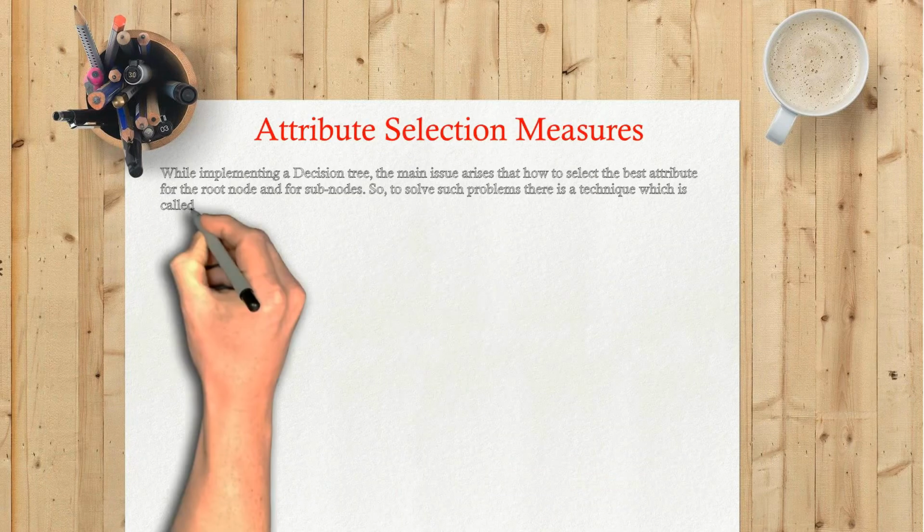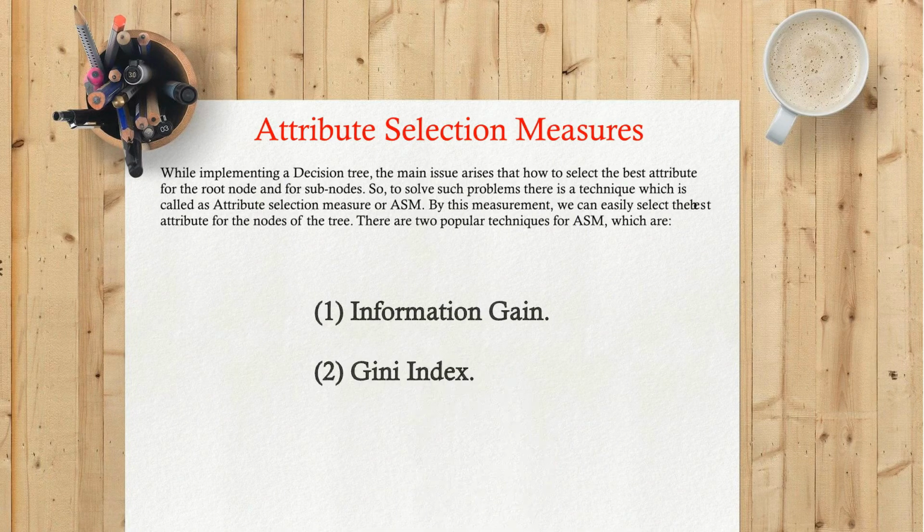Attribute selection measures. While implementing a decision tree, the main issue that arises is how to select the best attribute for the root node and for subnodes. To solve such problems, there is a technique called Attribute Selection Measure, or ASM. By this measurement, we can easily select the best attribute for the nodes of the tree. There are two popular techniques for ASM, which are 1. Information gain, 2. Gini index.